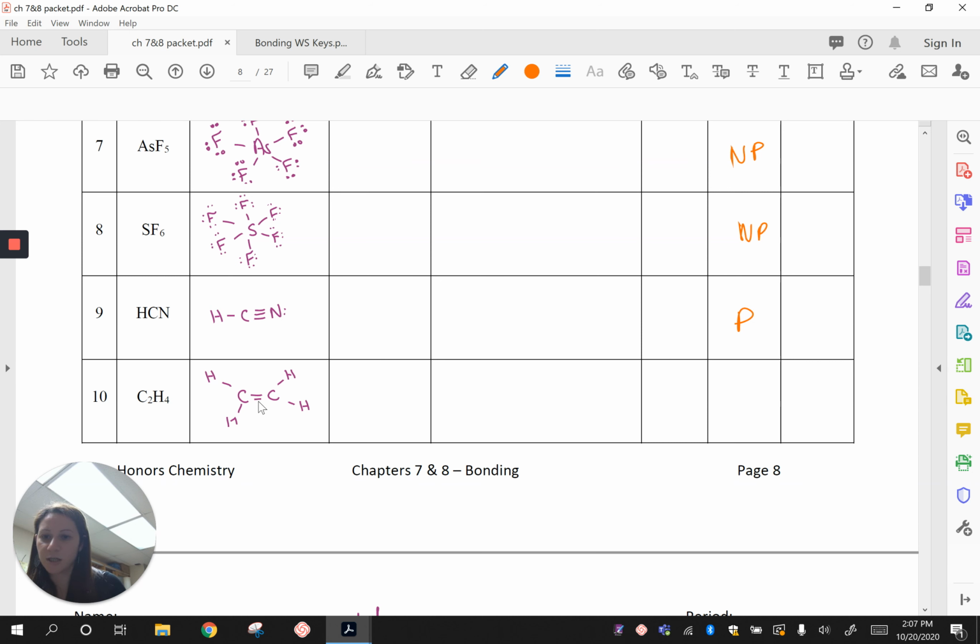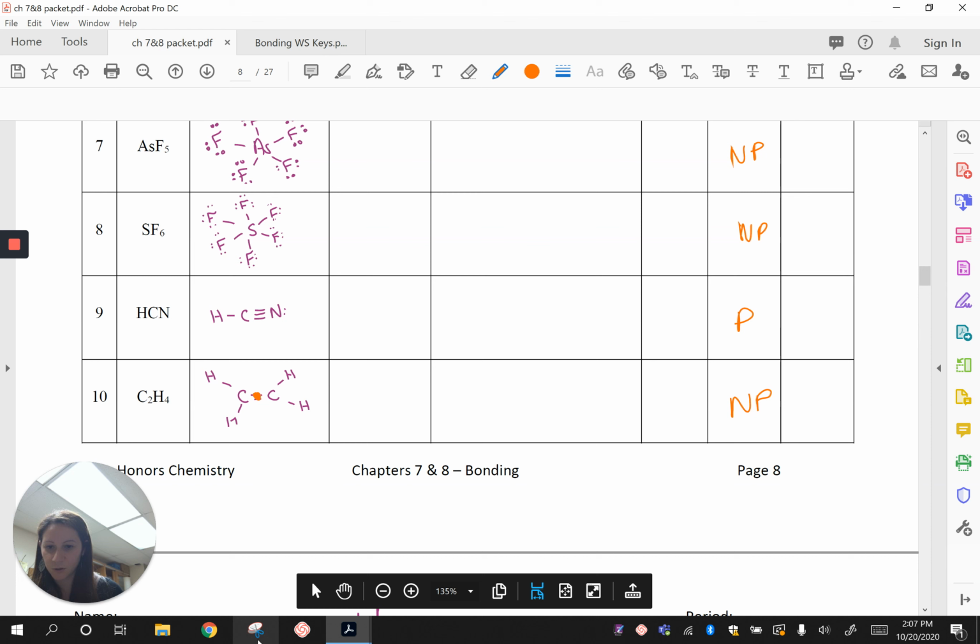Okay, last one here, C2H4. So the center of your molecule is right there. And you can see that everything around is the same. Top is the same as the bottom. Left is the same as the right. That is symmetric. And so that would be non-polar.